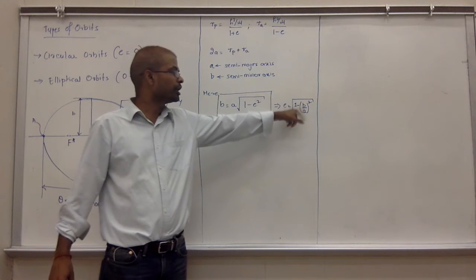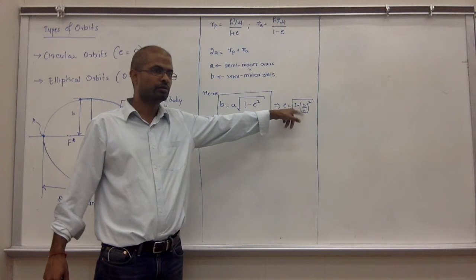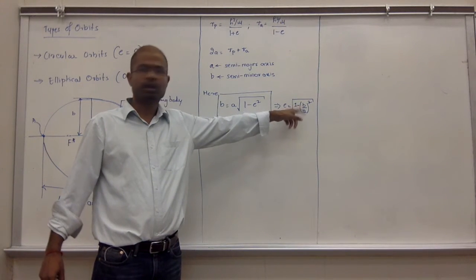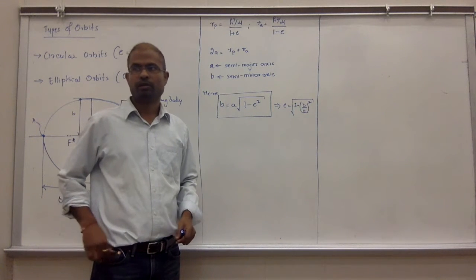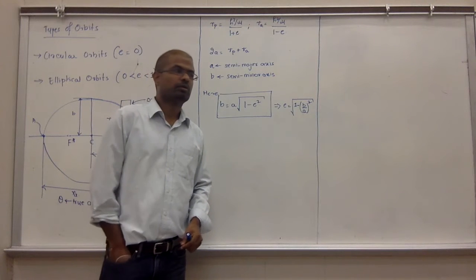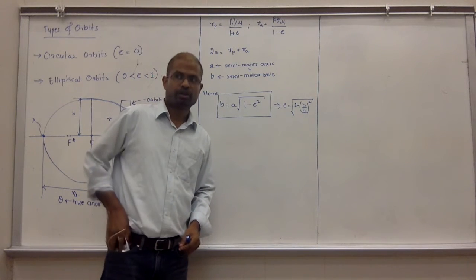What is B and A for a circle? For a circle, B is equal to A. So it is 0. That makes sense. Eccentricity is 0.